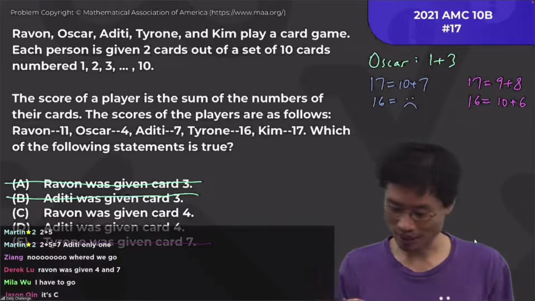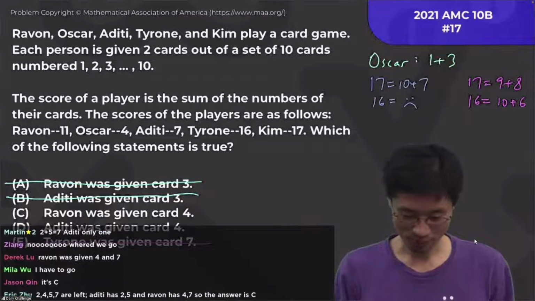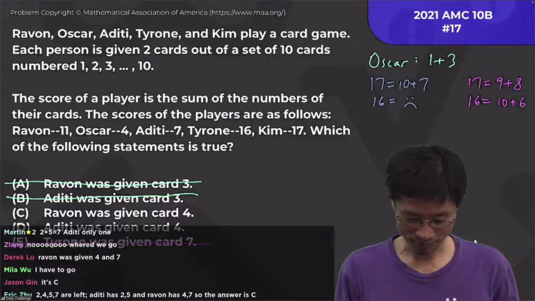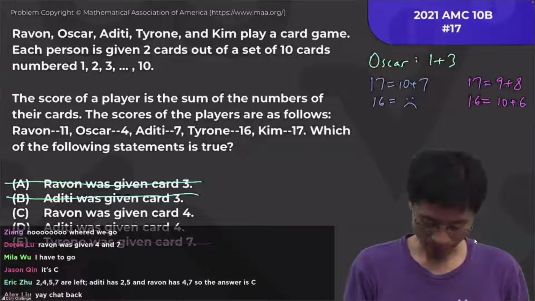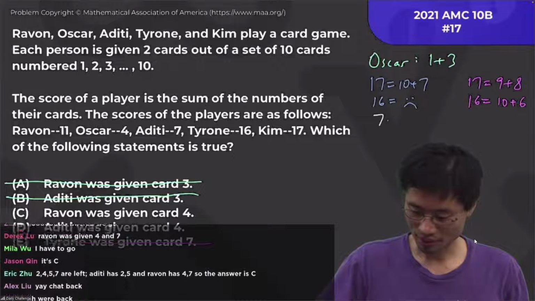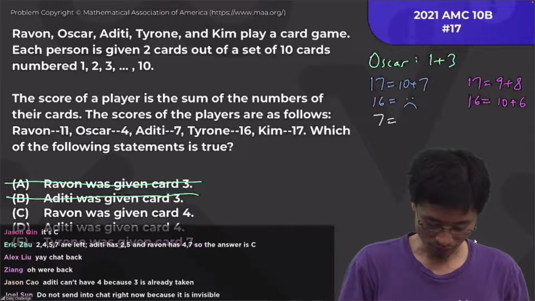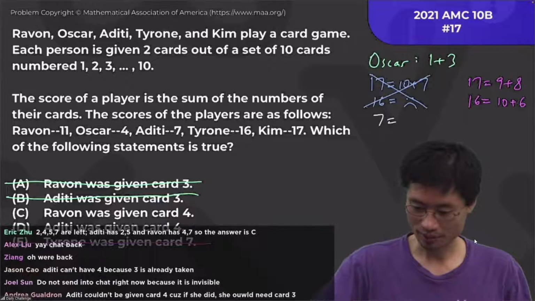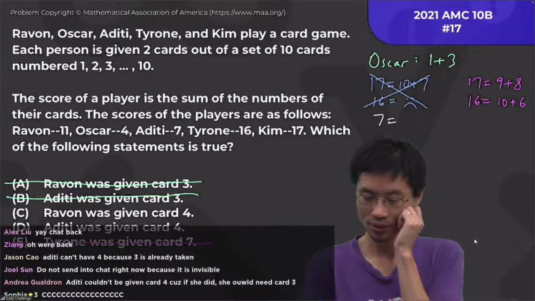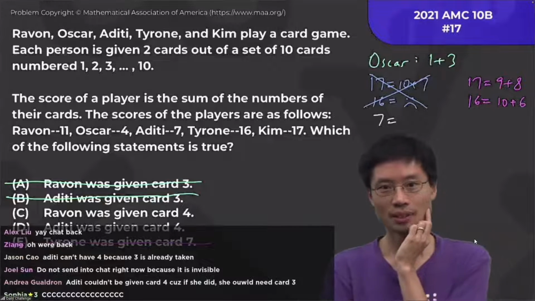Card 4. It looks like I need to know who gets card 4. Oh, that's the 7 person. How do you make 7? Wow. 7. So, first of all, these guys are gone. Do I have enough choices for 7? Let's see. So, how do you make 7?